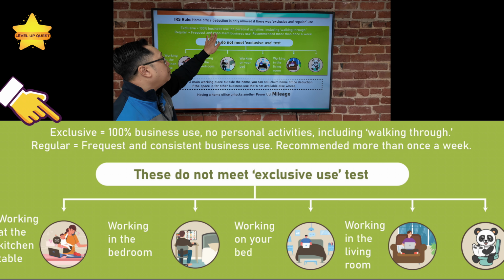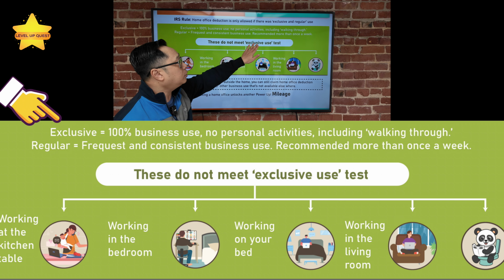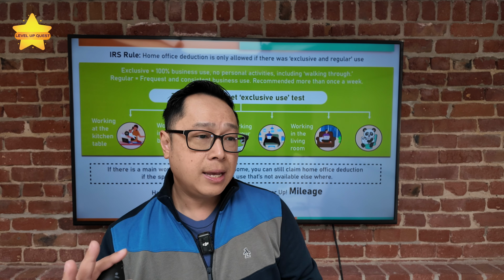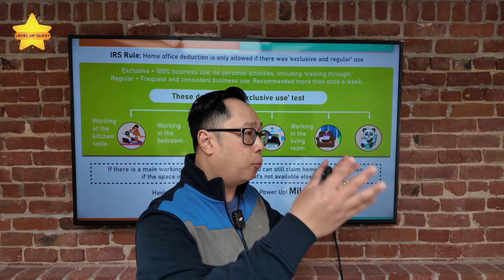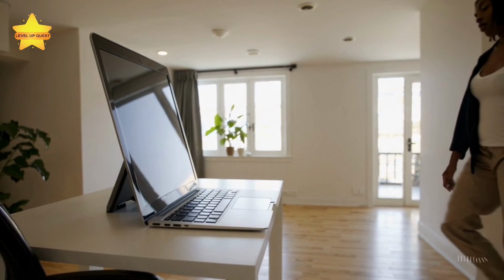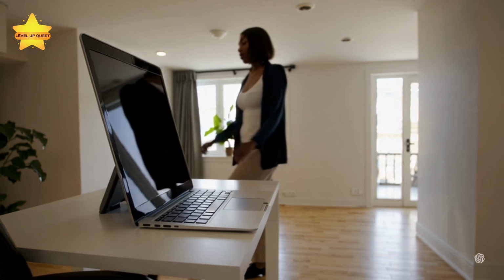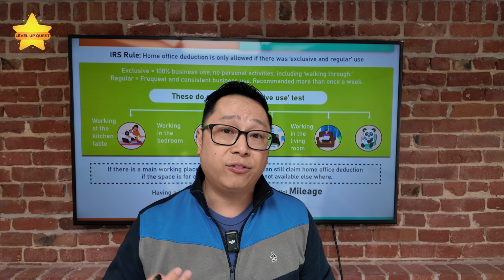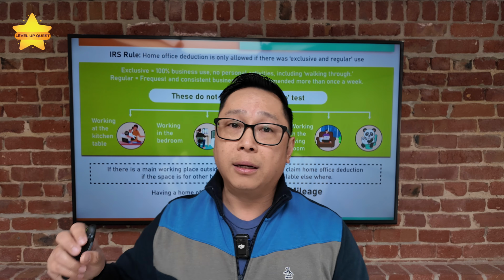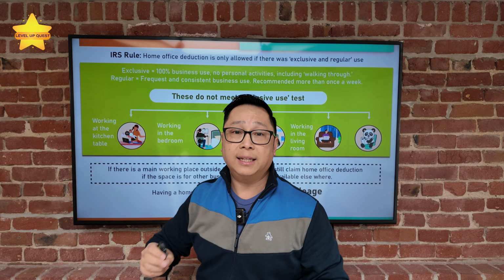Exclusive is 100% business use, no personal activities, including walking through. The best example would probably be a loft area. If there's a loft and one desk, one computer that someone does all their work on as a home office, but other people could walk through it to get to other rooms, that could disqualify it from being exclusive use. The IRS won't consider it exclusive use. And remember, exclusive use is 100%, not 99%, not 98%. It has to be 100% exclusive use.